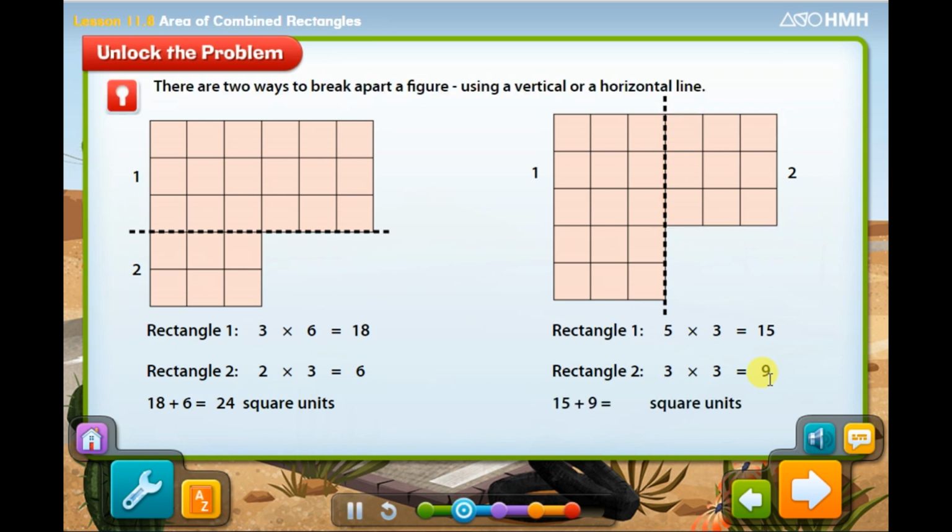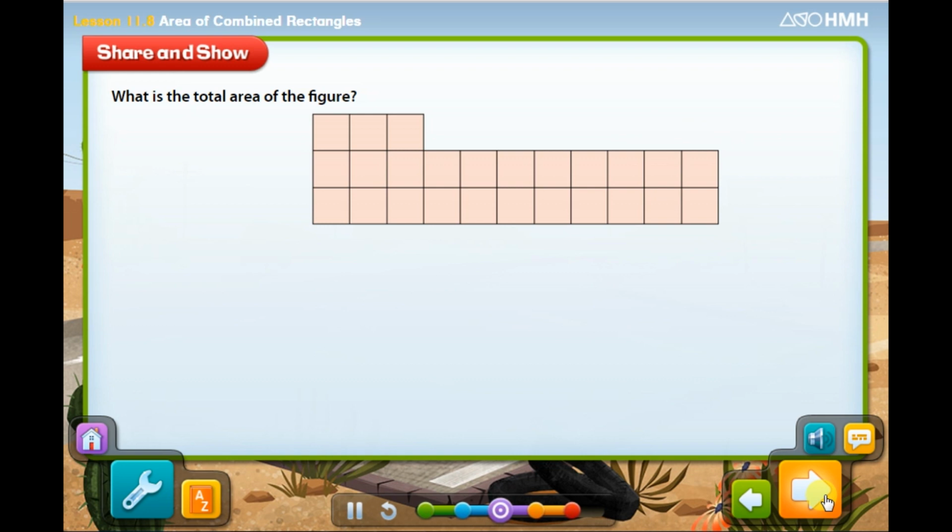Next, add the products to find the total area. What's the sum of 15 and 9? Okay, put 15 in your mind, 9 in your fingers, and count. And the answer will be 24. The total area is 24 square units. Is it the same answer? Yes. So whether you use the vertical line or the horizontal line to break the shape apart, it will give you the same answer.